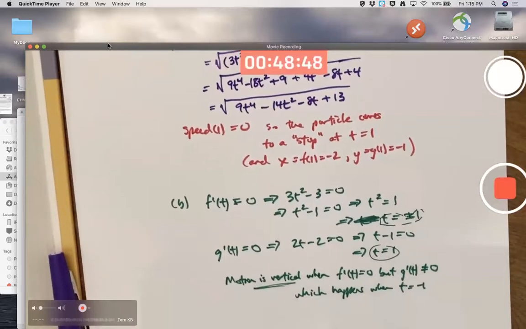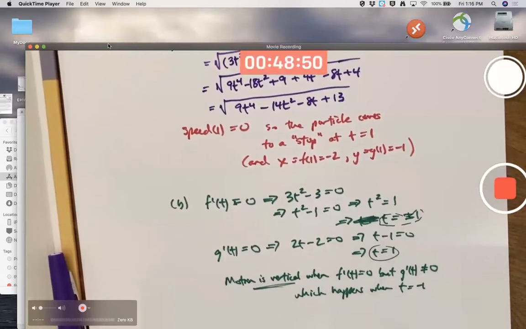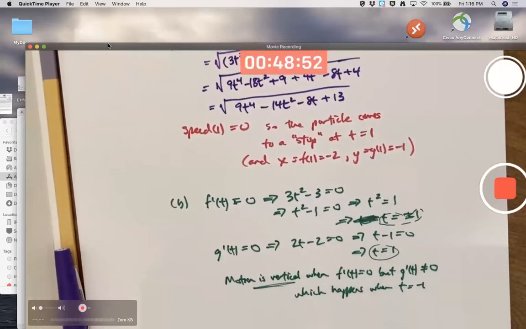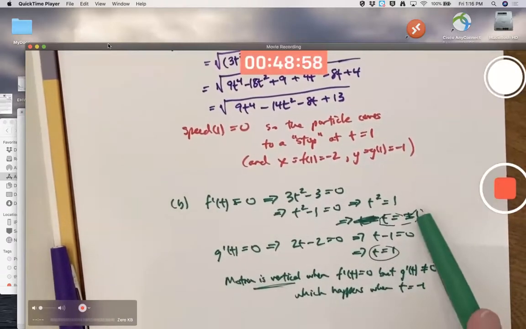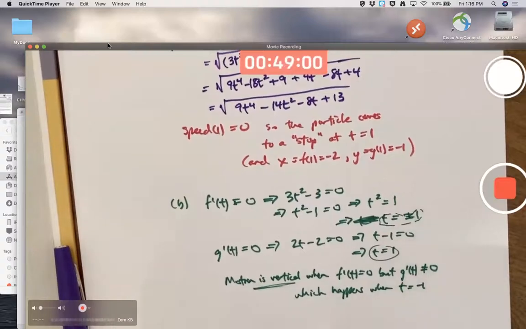We saw it's also never moving horizontally, straight right or left. That would happen if g prime were ever 0 where f prime is not, but g prime is only 0 when t is 1, and f prime is already 0 there. So the motion is never horizontal.